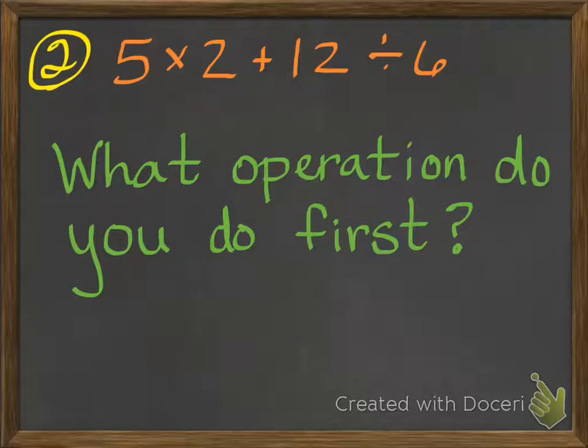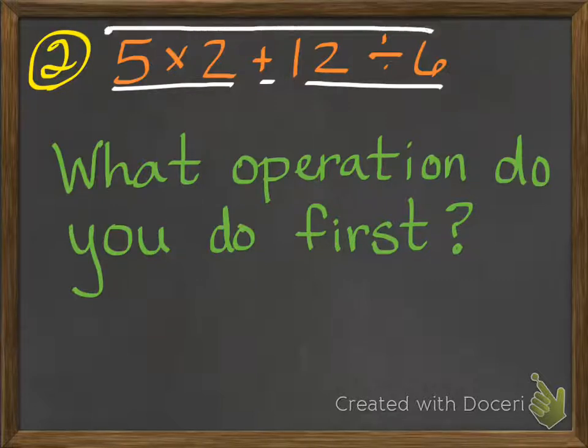Number 2. What operation are you going to do first in 5 times 2 plus 12 divided by 6? Okay, did you figure it out? Well, we have multiplication there, addition here, and division there. So we're going to do multiplication and division first because we have no parentheses. And we go from left to right, meaning we start over here and then go across.